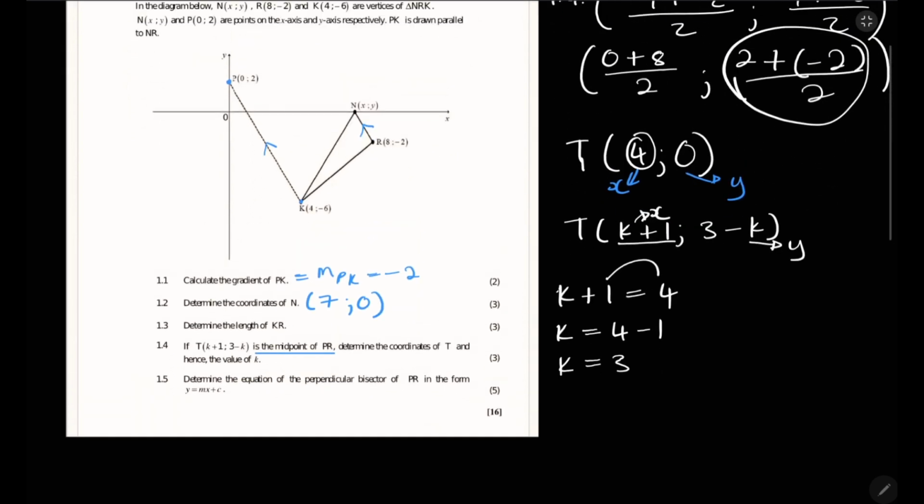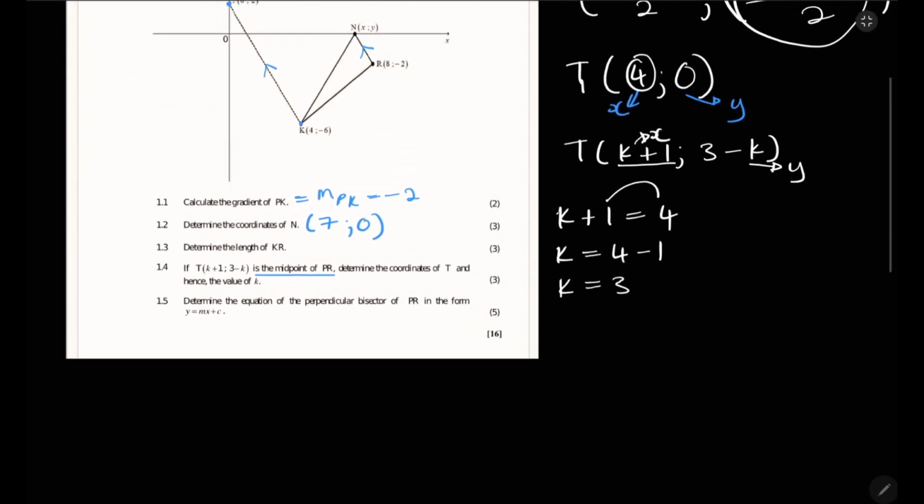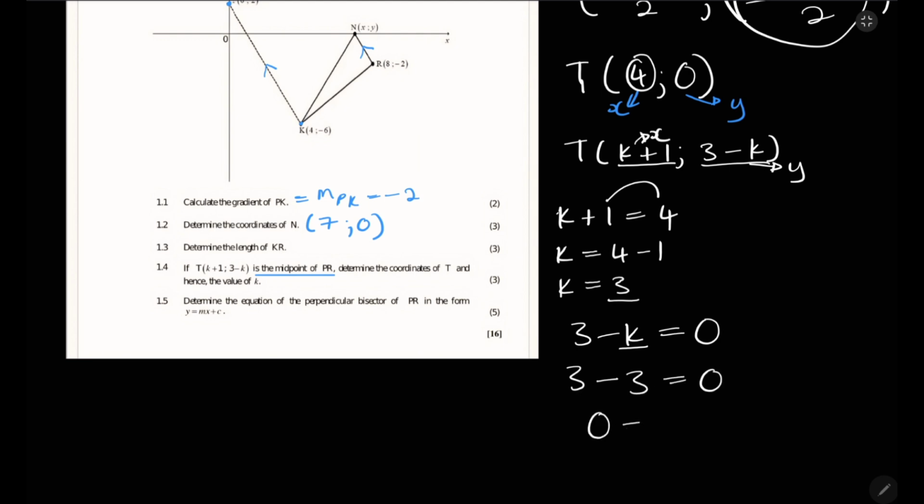Now let's move to the y. We have 3 minus k is equal to 0. Now let's substitute this 3, because we said 3 is equal to k. This will be 3 minus 3 is equal to 0. 3 minus 3 is 0, therefore 0 is equal to 0. That would mean your final answer is T, 4 and 0.